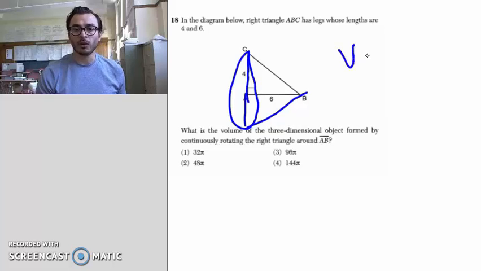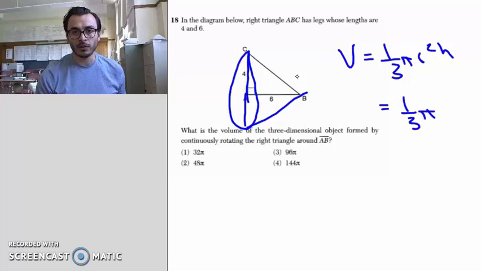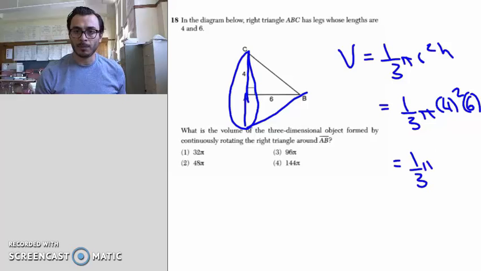How do you find the volume of a cone? The volume of a cone is 1/3 pi r squared times the height. So it will be 1/3 pi, the radius is 4, squared times the height of 6. So that's 1/3 times pi times 16 times 6. Let's work this out real quick. 6 divided by 3 is 2. 16 times 2 is 32, so I get 32 pi. The answer is choice 1.